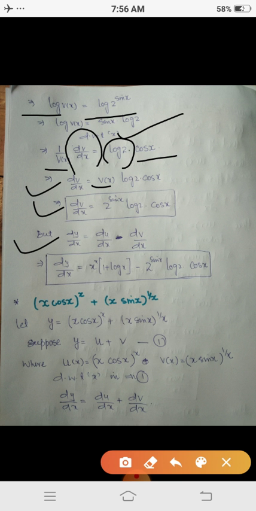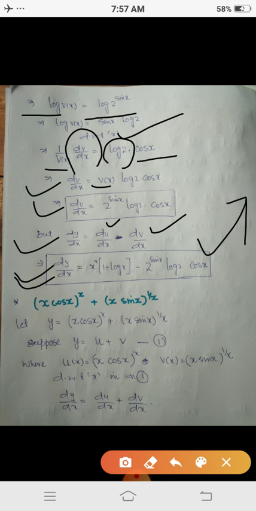But dy by dx is du by dx minus dv by dx, which implies that dy by dx is, now this du by dx is x raised to power x into 1 plus log x, whereas this dv by dx is 2 raised to sine x into log 2 into cos x. So simply we get dy by dx equals x raised to power x into 1 plus log x minus 2 raised to sine x into log 2 into cos of x. Hence in this way we use logarithmic differentiation, where the given function is the sum or difference of two power functions.